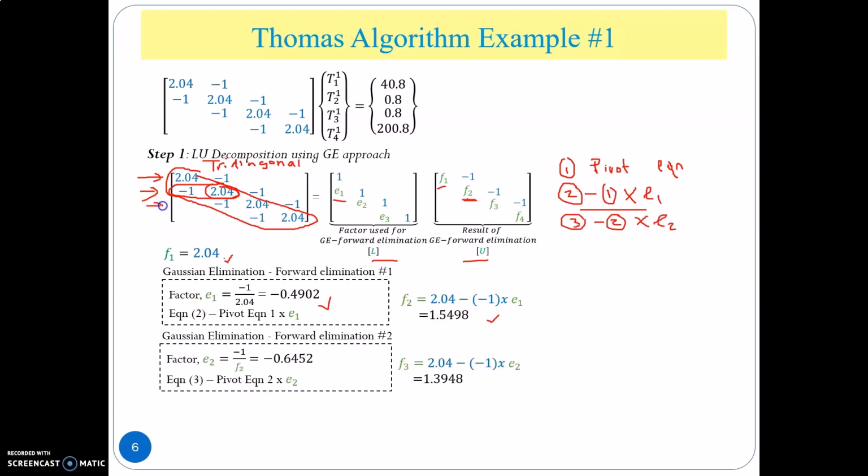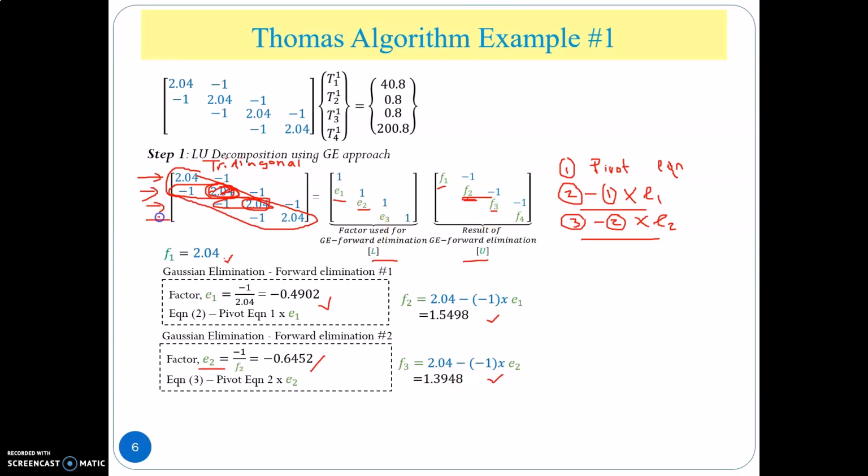Then you continue with row 3 at these two elements. To make -1 become 0, you need the factor E2, and E2 is equal to -1 divided by this component. You need to be careful, this component has changed to F2, so you have to take -1 divided by F2 for your E2. So this is the answer. And then you continue to take the forward elimination for 2.04 here by using this equation. After you perform this equation, you should obtain your F3 equal to this answer. Therefore, you can substitute inside.